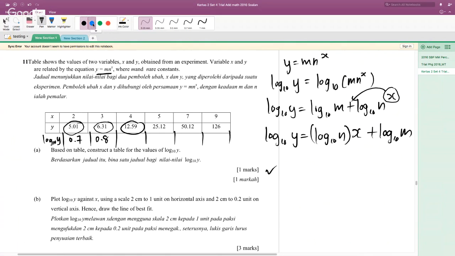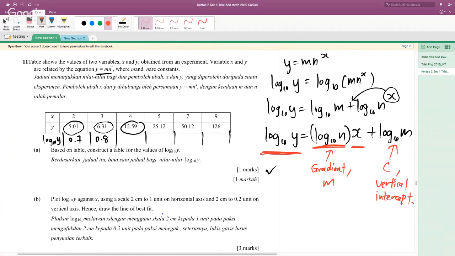So do you see? The question says log y against x. So therefore, I know the log 10n is my gradient, or you can call it your m. And this one is your c, which is your vertical intercept. Okay, so yeah, this is what's so useful about this thing.